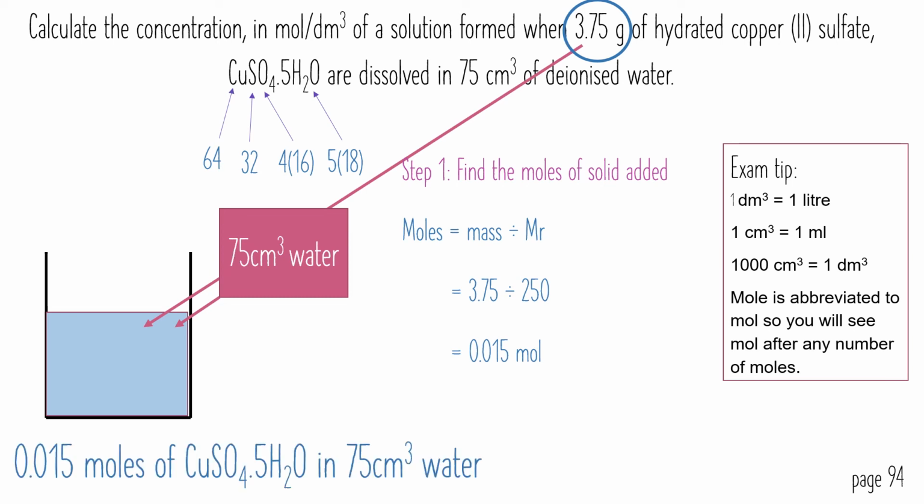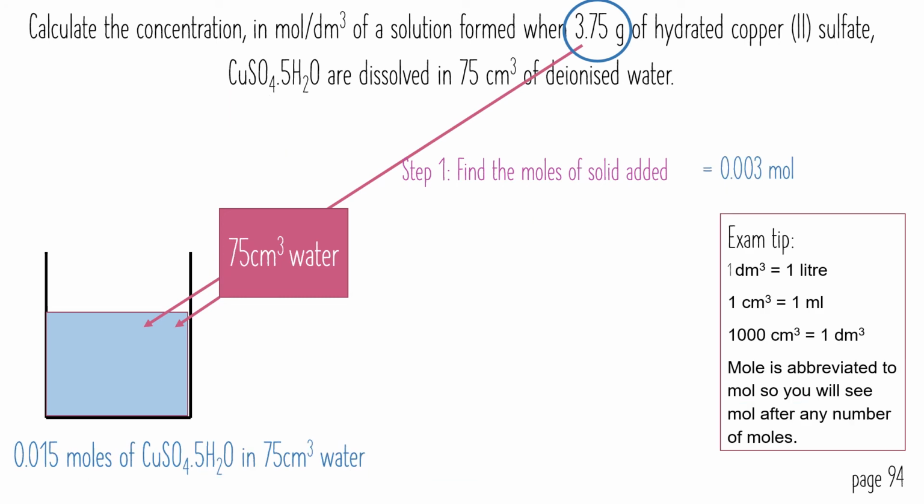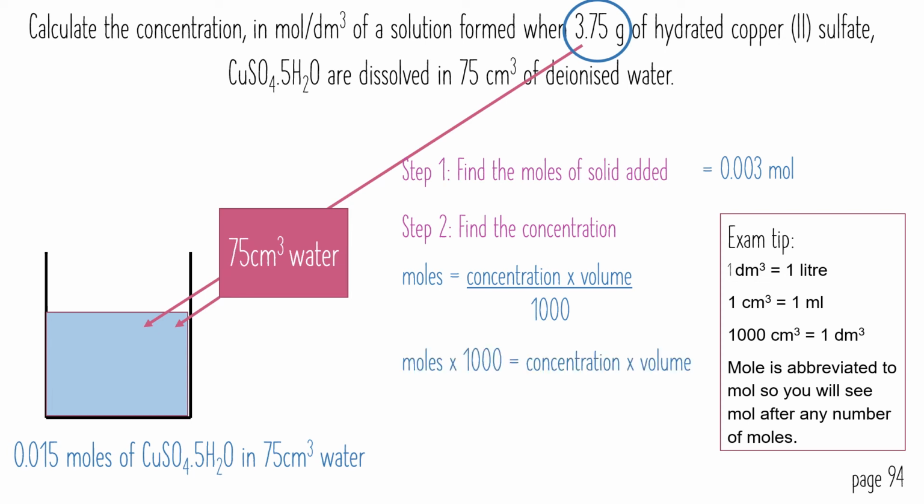We can summarize there then that 0.015 moles of copper sulfate is in 75 centimeters cubed of water. That's the information we need to calculate our concentration. Looking at step 2 then, we need to find the concentration. Again, you might want to write out the original equation, so moles equals concentration times volume divided by 1,000, and then you might want to go through the steps here to get concentration by itself before you move on, okay? Or you might just want to write the version which has concentration by itself already.